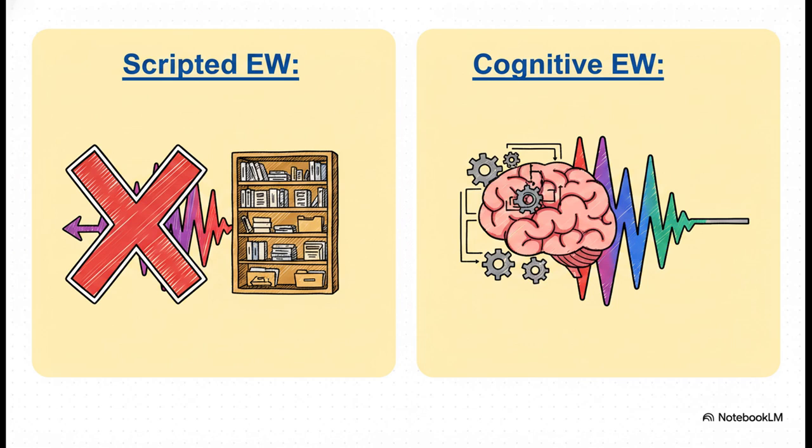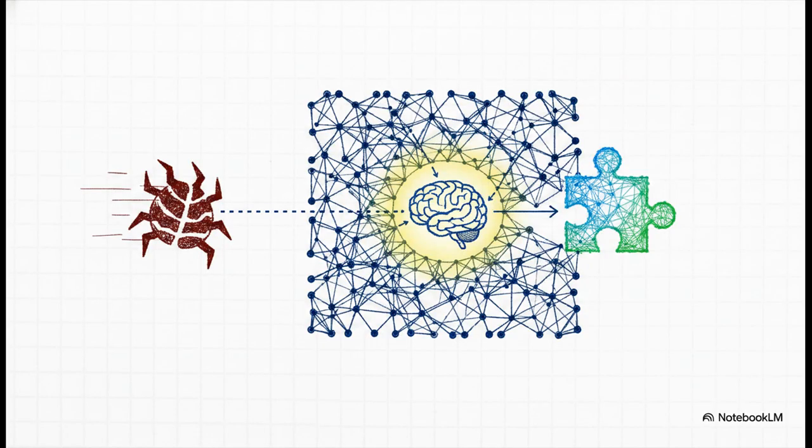Cognitive EW, driven by machine learning, is totally different. It's adaptive. It can analyze a threat it has never seen before in real time and cook up a custom solution on the fly. And this brings us to the ultimate IT parallel. And it is a powerful one. Cognitive EW is like having an adaptive firewall that not only spots a brand new zero-day exploit, but then writes its own security patch and deploys it, all within milliseconds. That's the mind-bending speed and intelligence we're talking about here.